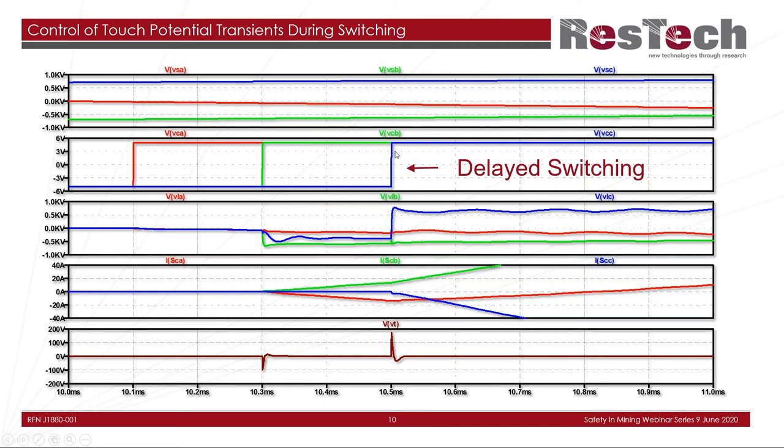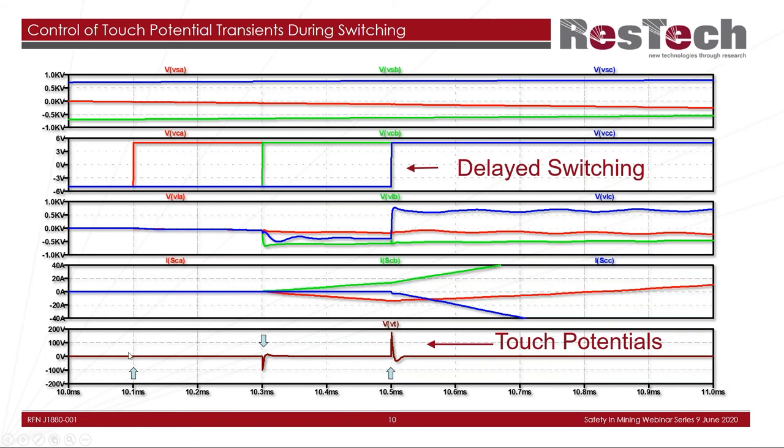And of course, if we then bring in the third one, we now have three phases, and this looks a little bit similar to what we had before. We have the three currents increasing based upon what the phase voltage is. Now, the thing is, we now have these touch potentials occurring at the switching events.